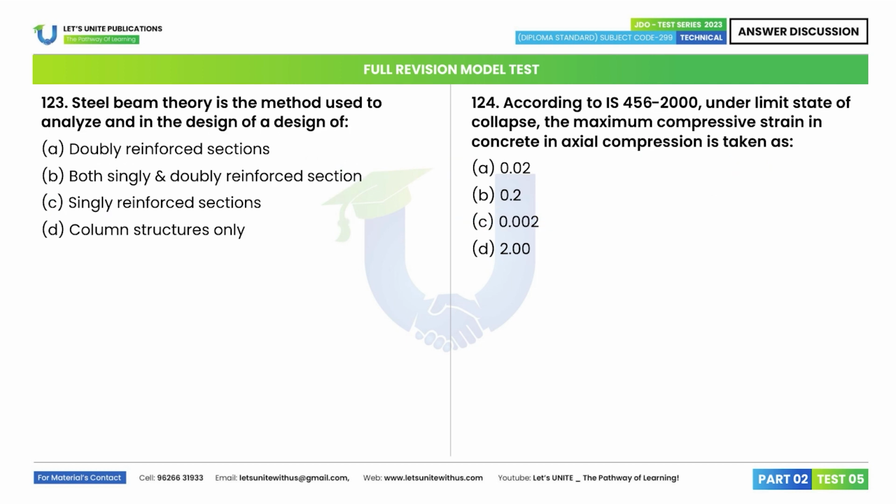Next 123, steel beam theory is the method used to analyze and in the design of doubly reinforced section. Option A the correct answer. 124, according to IS 456-2000, under limit state of collapse, the maximum compressive strain in concrete in axial compression is taken as 0.002. Option C.